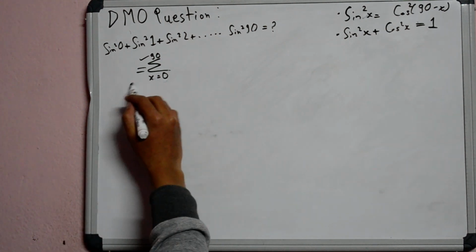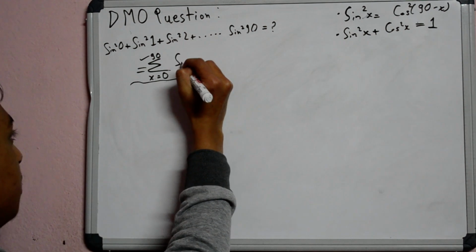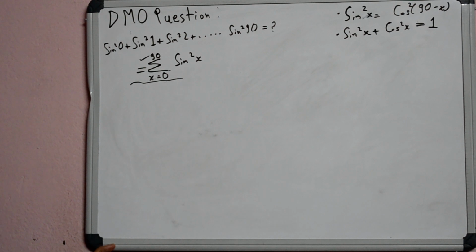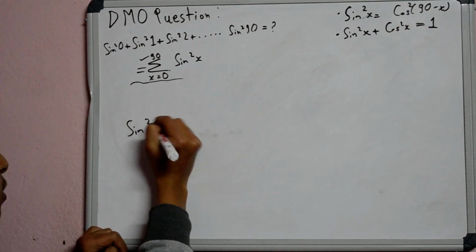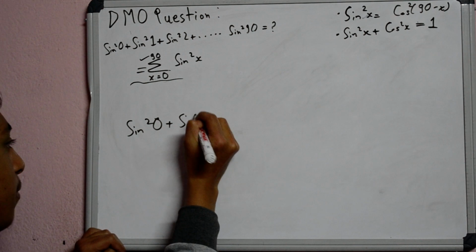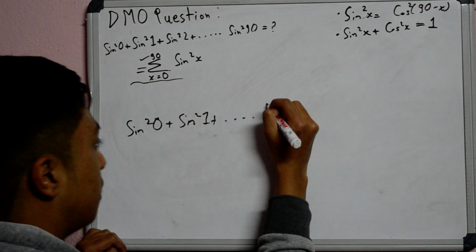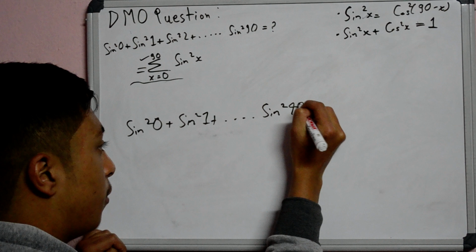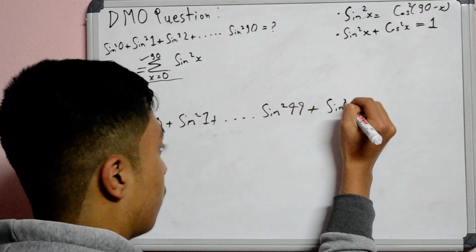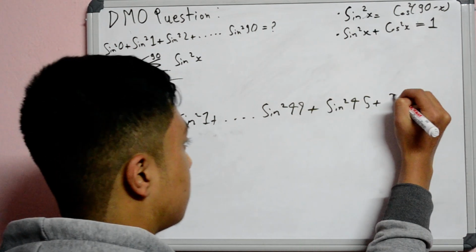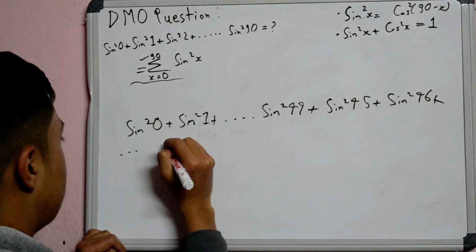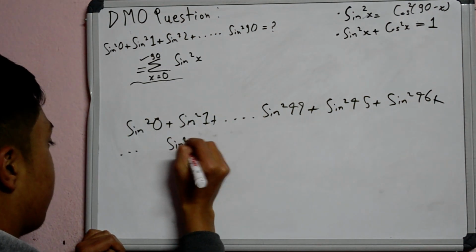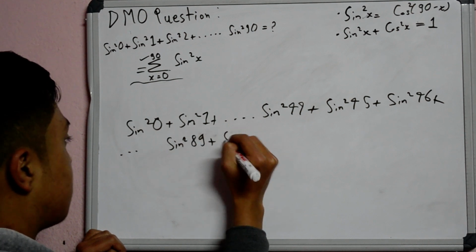But in fact you don't even write it in summation form actually. What you can do is use some logic. Sine square 0 plus sine square 1 plus dot dot dot sine square 44 plus sine square 45 plus sine square 46 plus dot dot dot sine square 89 plus sine square 90.